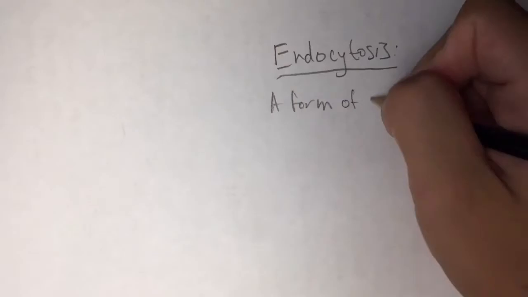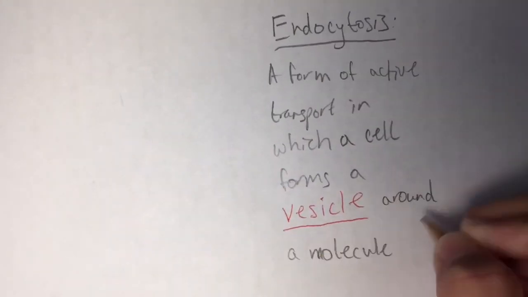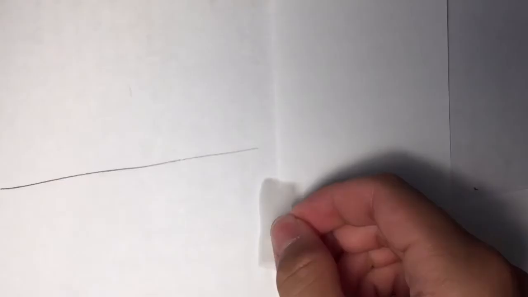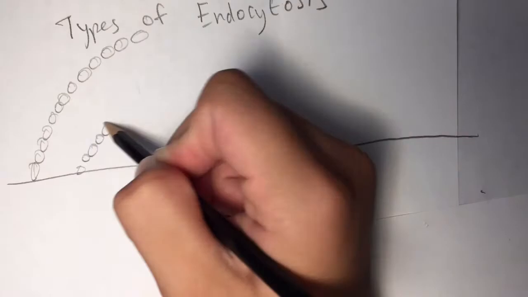What is endocytosis? Endocytosis is a form of active transport in which a cell forms a vesicle around a molecule to bring it in. Now, what is a vesicle, you may ask? A vesicle is an enclosure used inside a cell to transport foreign particles or substances. Types of endocytosis. There are 2 main types of endocytosis, and I'll show you them here.